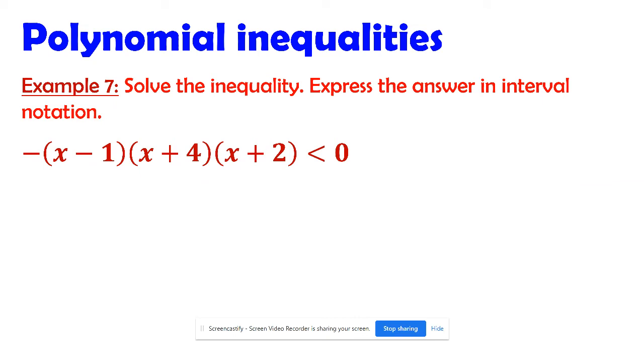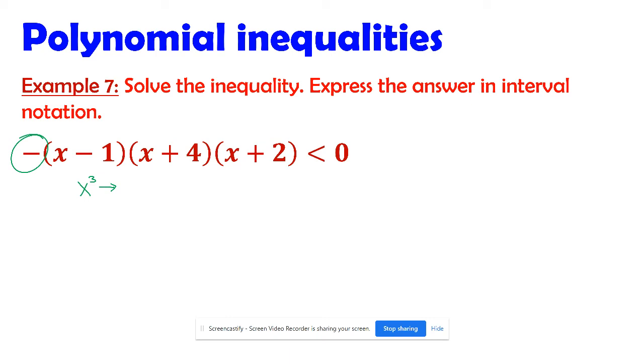Last one. I wanted to do this one. There's not one like this on your assignment, but I wanted to do one just in case it comes up somewhere. This is a third degree polynomial. You have 3 x's. But the thing that's different about it is you have this negative sign out front.